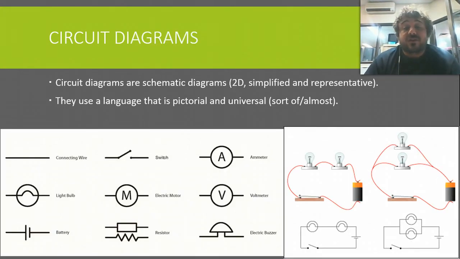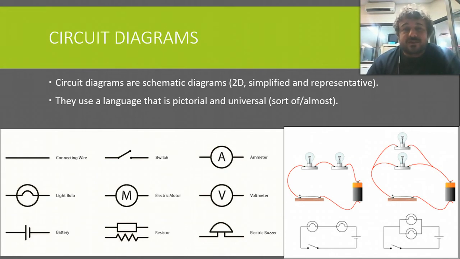So now let's look at our circuit diagrams. Circuit diagrams are schematic diagrams. This means they're two-dimensional, they're simplified, and they're representative. They don't look like this. This is a drawing. This is a circuit diagram. So you can see that it doesn't look like this exactly, but we can build this from this set of diagrams. They use a language that is pictorial and universal.